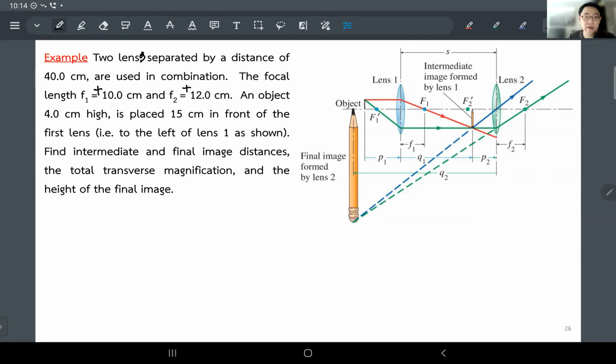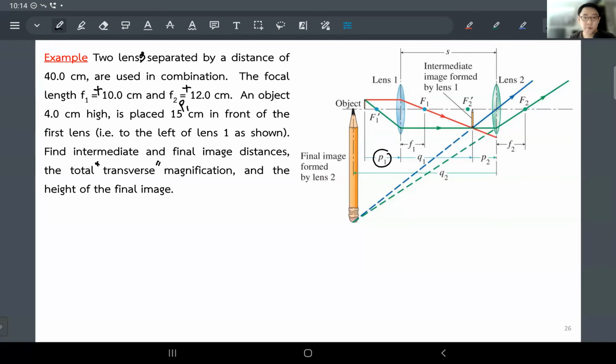Okay, an object 4 centimeters high is placed 15 centimeters in front of the first lens. So that's where the P1 has already been given here to be 15 centimeters. So I can put P1 there. In front of the first lens, find the intermediate and final image distances, the total transverse magnification. They put the transverse just to emphasize that you guys are doing everything in one dimension. So the size of the object is just the height. Yeah, the transverse is just the height. And the height of the final image should be.